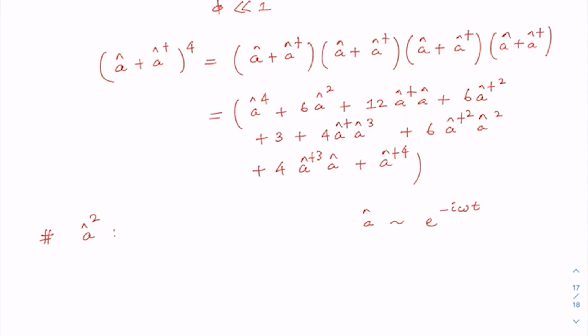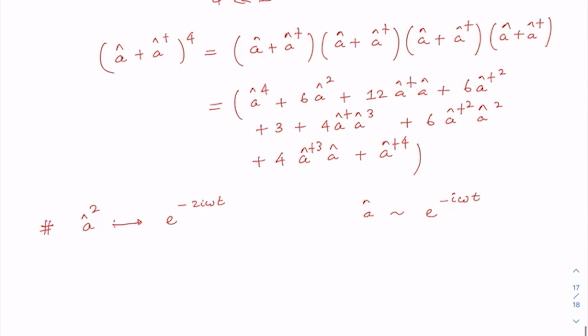So therefore a square, this term is going to evolve in time as e to the power minus twice i omega t. So a square is an oscillating term. It oscillates with frequency twice omega. Similarly, if you look at the term, say, a dagger a cube, a dagger oscillates as e to the power i omega t, and a cube oscillates as e to the power minus 3i omega t, so with frequency 3 omega. So overall the whole term oscillates with frequency twice omega.